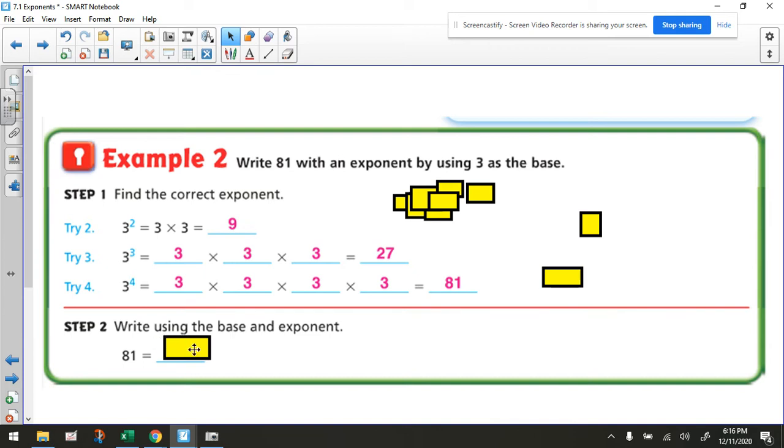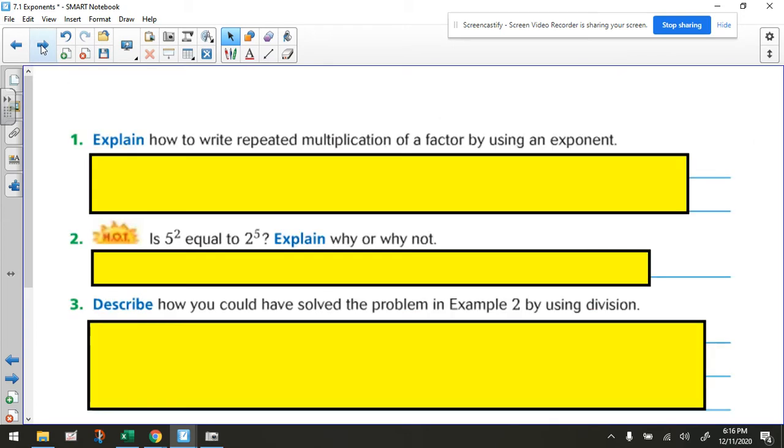So what does that mean? It means that we can write 81 as, or it's equivalent to 3 to the 4th power if we're going to use a base and an exponent to express that value. All right, moving along. Let's skip that for now.